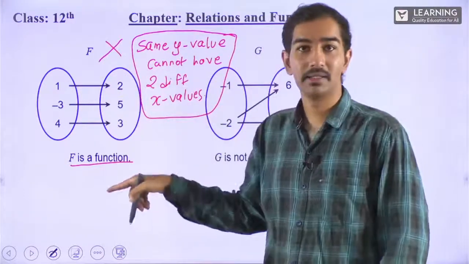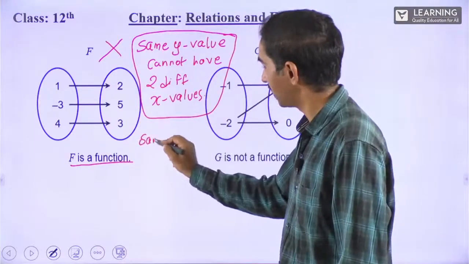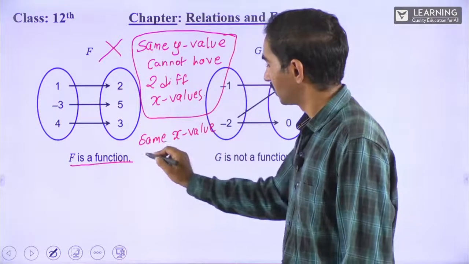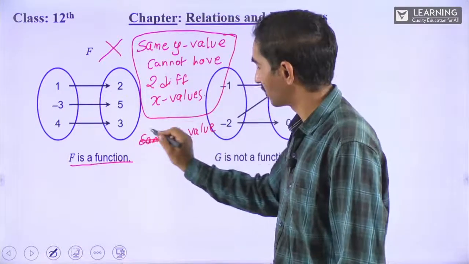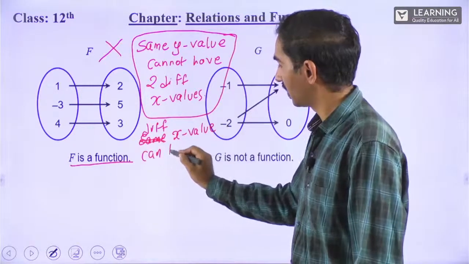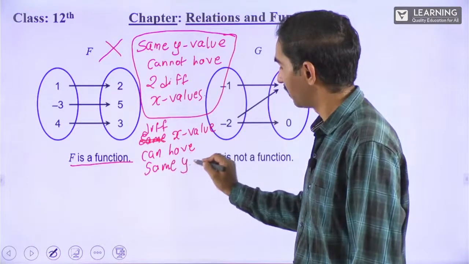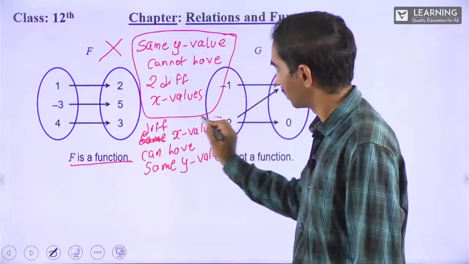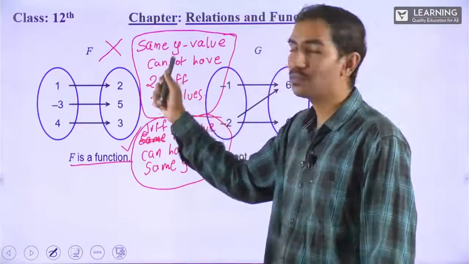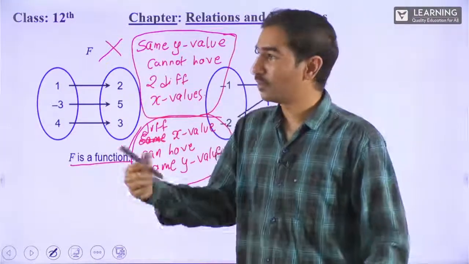Inverse of this, students, that is fine. So for example, different x values can have same y values. If this is happening, then we can consider it as a function. If the other is happening, we should not consider it as a function. Okay, we'll see some more examples further. Moving on to the next slide.